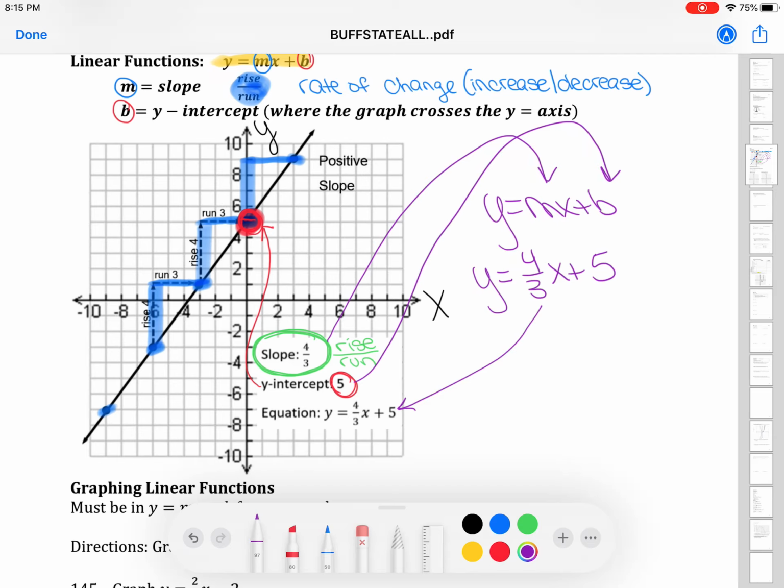So that's what the pieces of the y equals mx plus b represent, your rate of increase or decrease depending on whether or not you have a positive or negative slope. And then b represents where you hit the y-axis. So we'll just hit this as well, positive slope, because this one is going in the upwards direction.